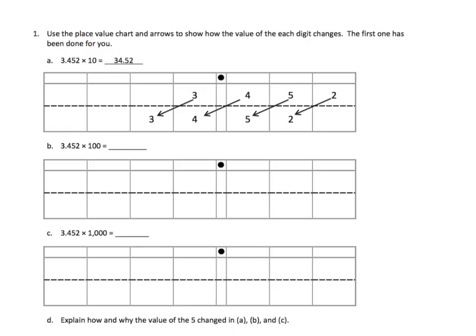Okay, let's get started. It says use the place value chart and arrows to show how the value of each digit changes. The first one has been done for you. Well, let's take a look at the place value chart first and fill in some values. Each one of these places is a place in our place value system. I'll label them for you.